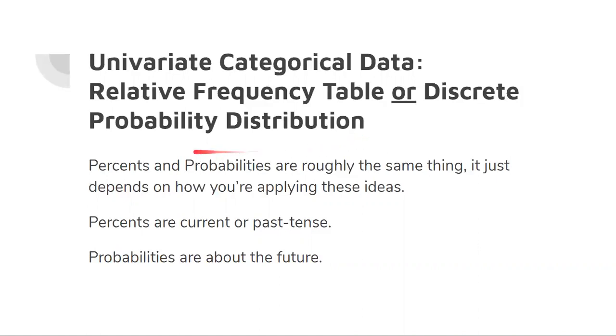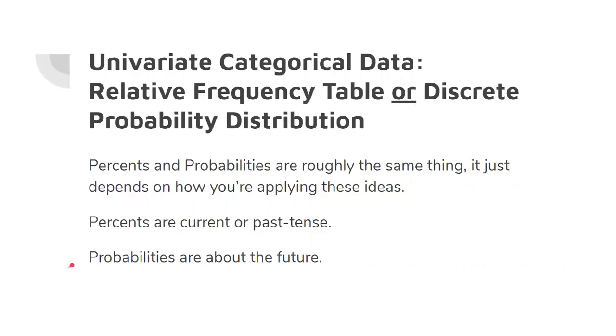Percents and probabilities are roughly the same thing. It just depends on how you're applying these ideas, and by that I mean in what time frame. So percents are current or past tense things. We'll look at the data from our class and look at what percent of students consider themselves procrastinators. So like 10.3% of students consider themselves procrastinators, and we could say, oh yeah, that's true for spring term, okay? And just say that's what was true in spring term for this data.